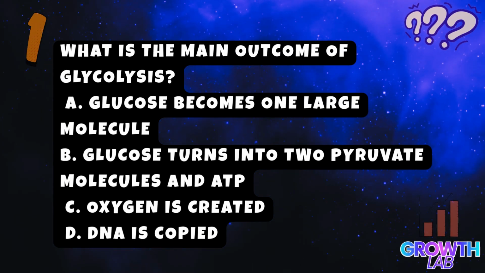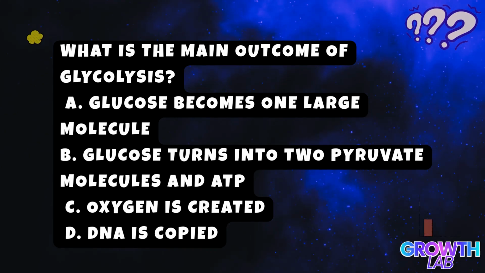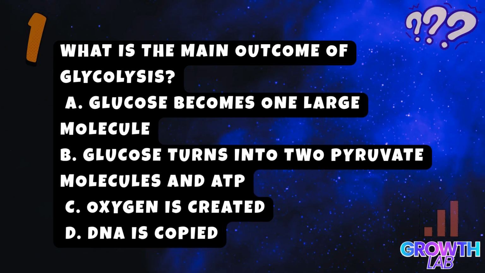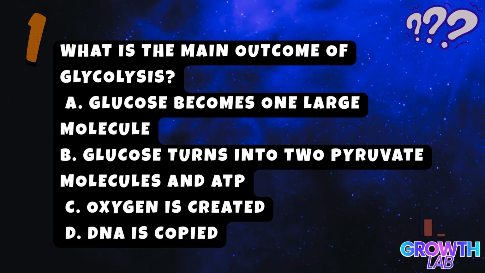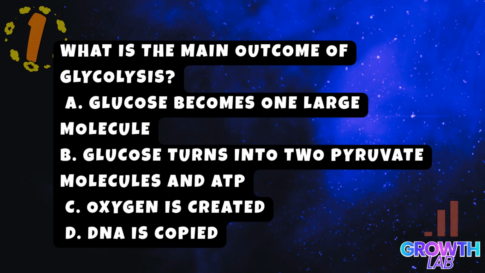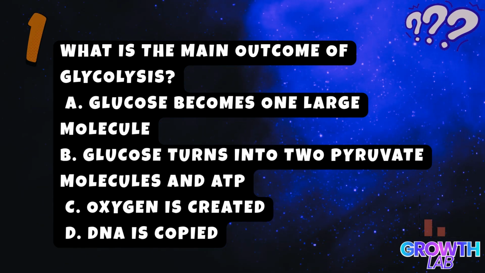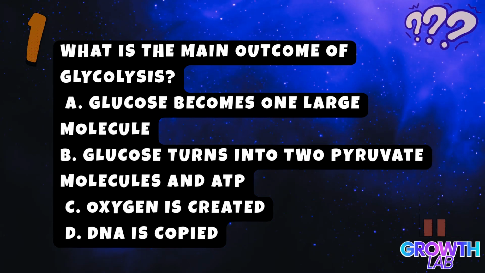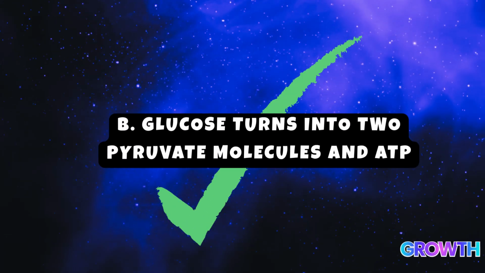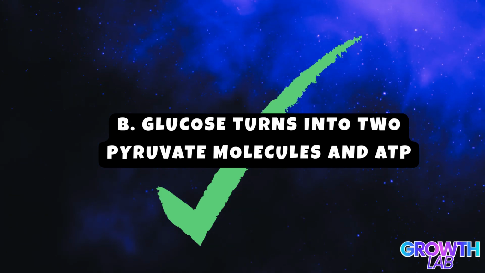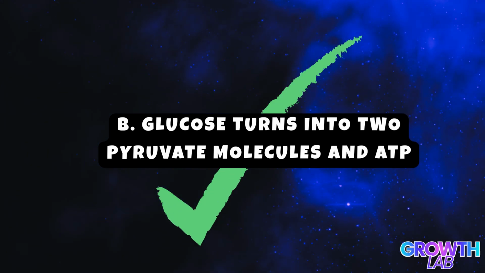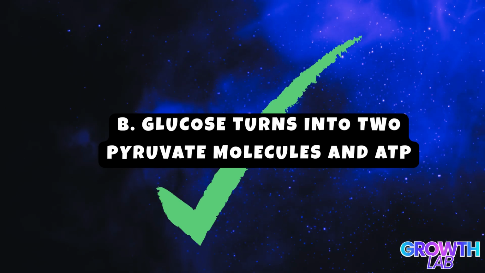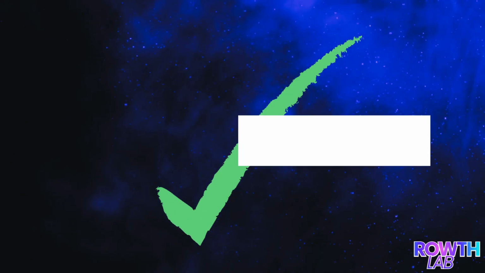Question 1. What is the main outcome of glycolysis? Answer options are: Option A, glucose becomes one large molecule. Option B, glucose turns into two pyruvate molecules and ATP. Option C, oxygen is created. Option D, DNA is copied. Correct option is option B. Glucose turns into two pyruvate molecules and ATP. Glycolysis splits glucose and releases usable energy.